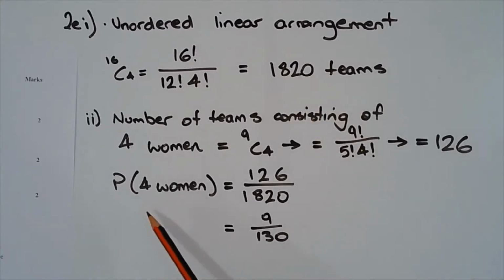So the probability that a team consists of 4 women is given by 126 over 1,820, and that simplifies to 9 over 130.